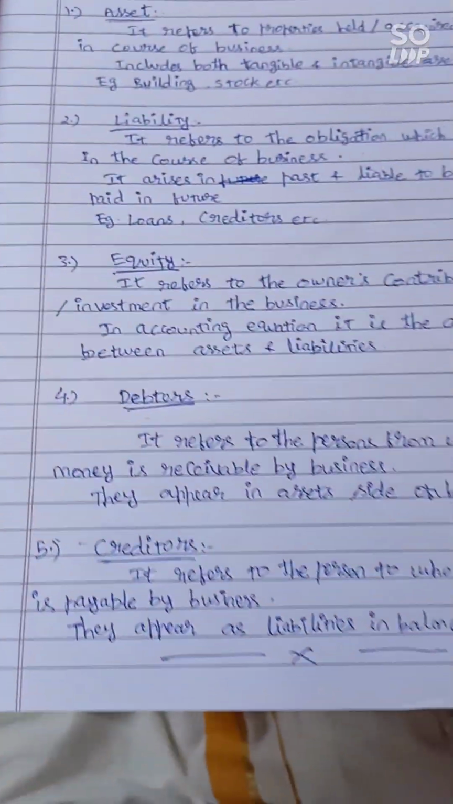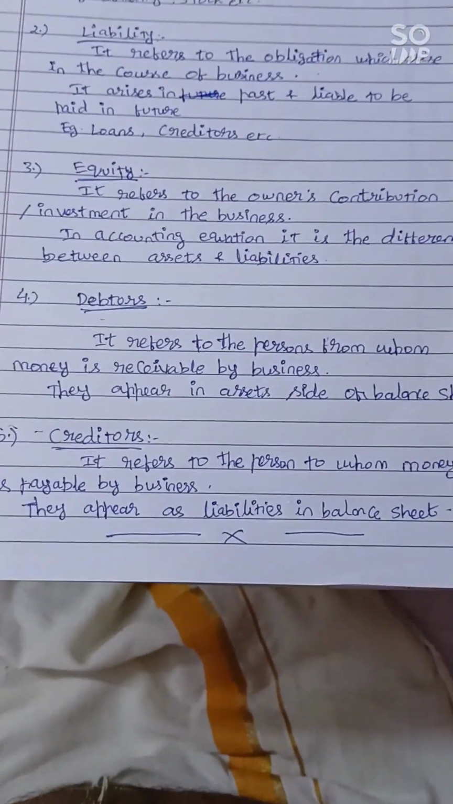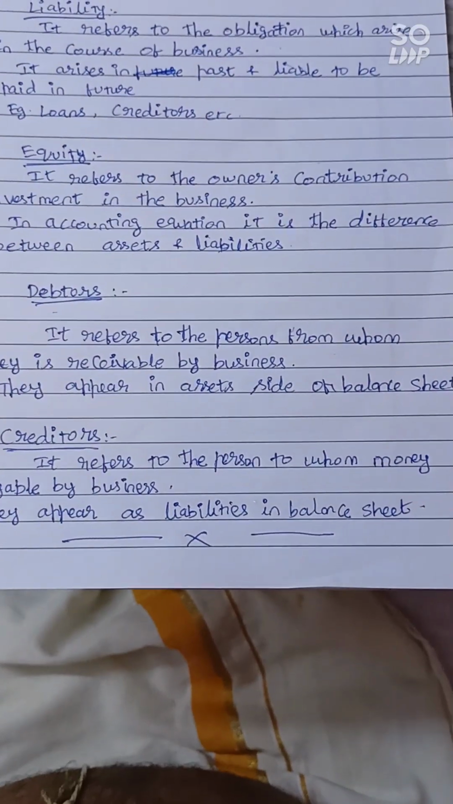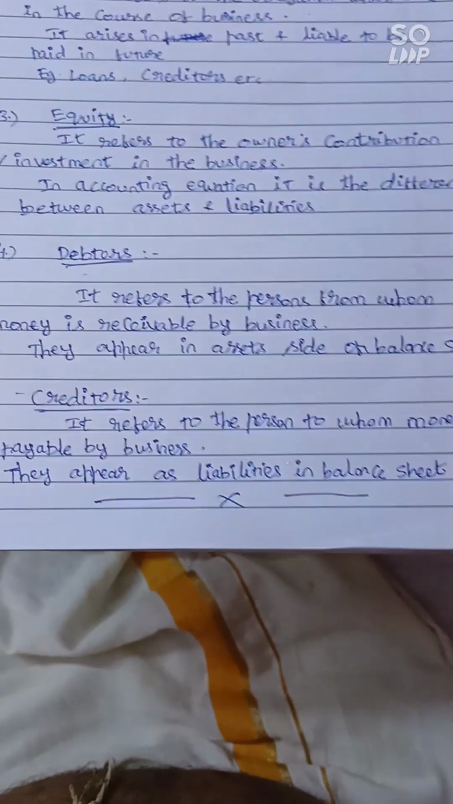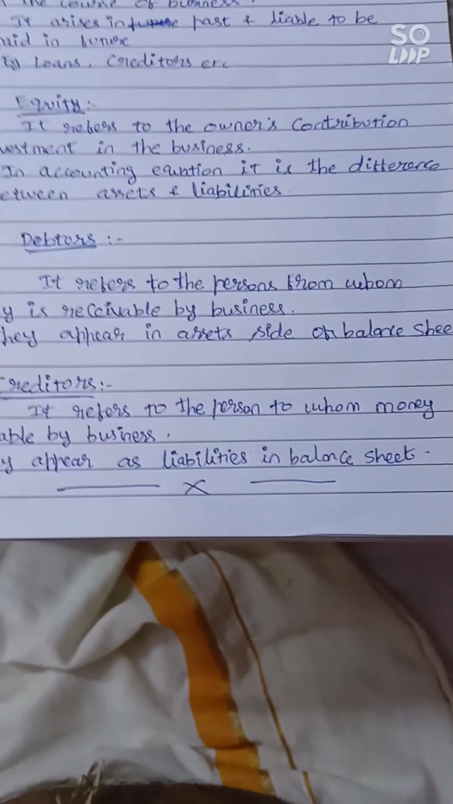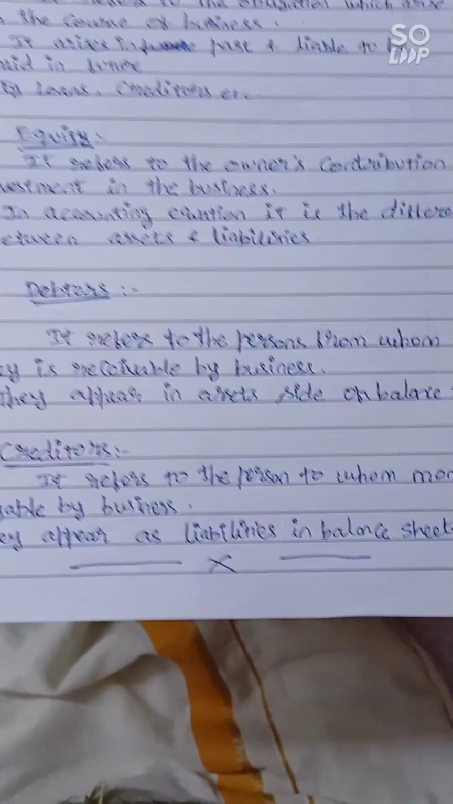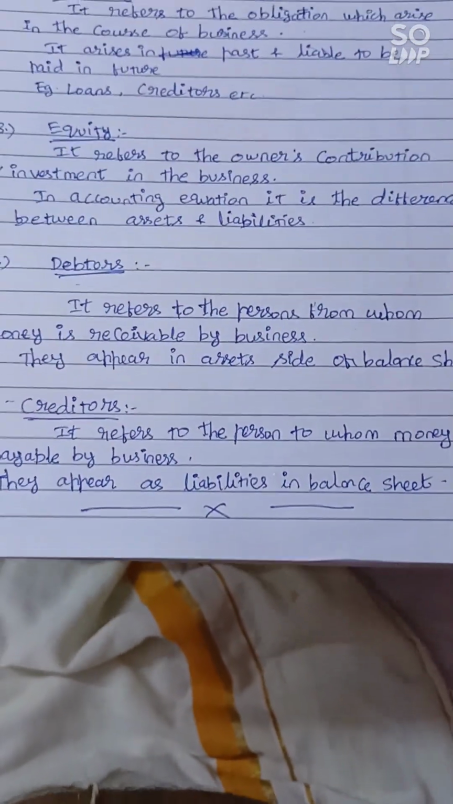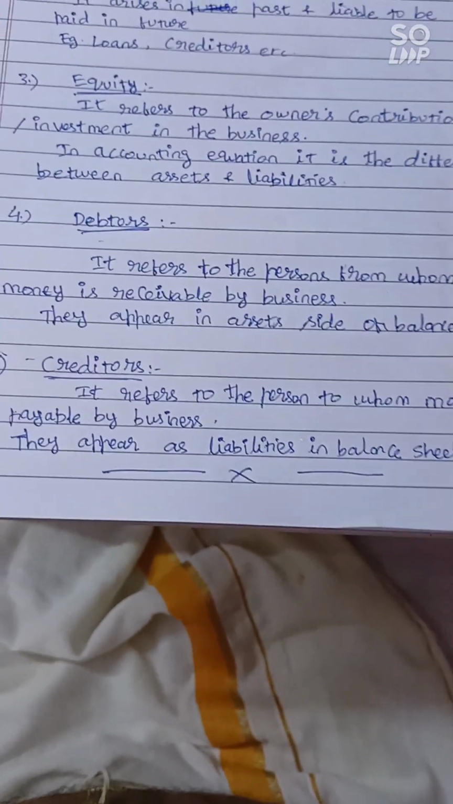Okay. Fifth one is creditors. Creditors refers to the persons to whom money is payable by the business. Suppose you purchased goods from Mr. X. Now X has become your supplier and you are liable to pay the money to Mr. X. In this case, Mr. X is your creditor. You have to pay him.